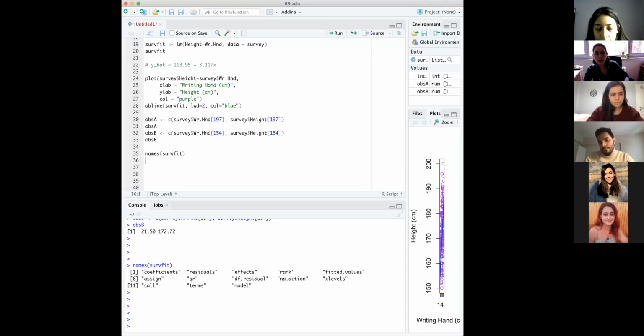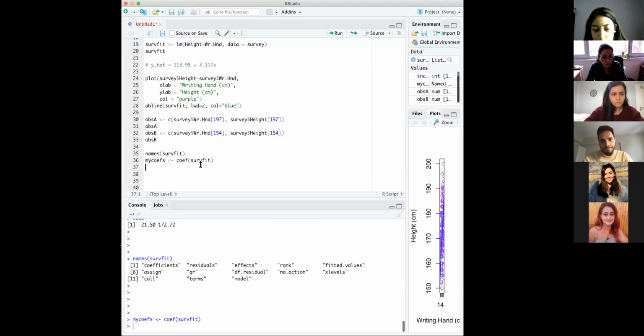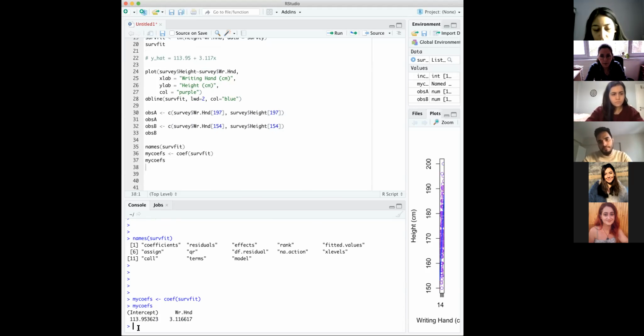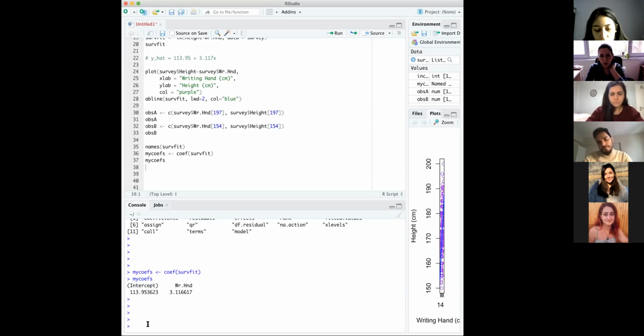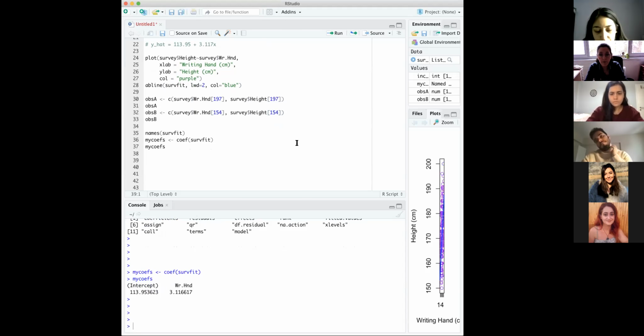So for example, in here, the component called coefficients contains a numeric vector of the estimates of your intercept and slope. Let's say I want to get my coefficients in here. And here is my coef function. If I just write my survey fit and my coefficients, in here is my intercept and my slope, okay? And I want to just save these two guys somewhere.